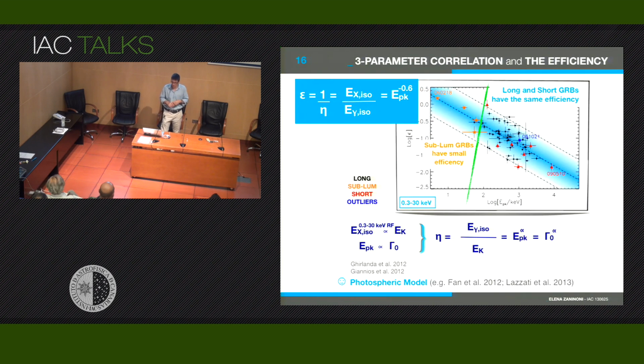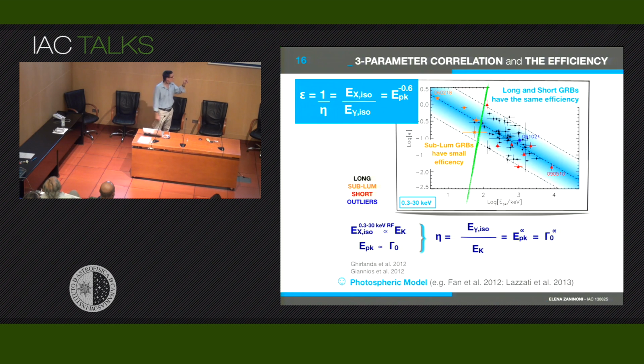So this is what we find thanks to the data, but what is the physical parameter that can drive this correlation? We rewrite this correlation taking into account the efficiency of the GRB to convert the initial gamma ray energy, what we see in the gamma rays, into the afterglow and in particular into the X-ray energy. In this case, we can see that we have two groups. We have subluminous gamma ray bursts that are less efficient. Instead, the long and the short gamma ray bursts stay in the same part of the plane, and so they show the same efficiency.